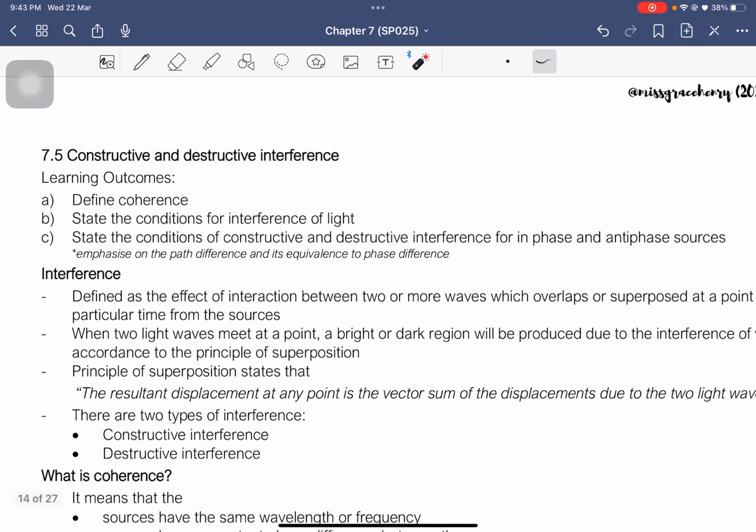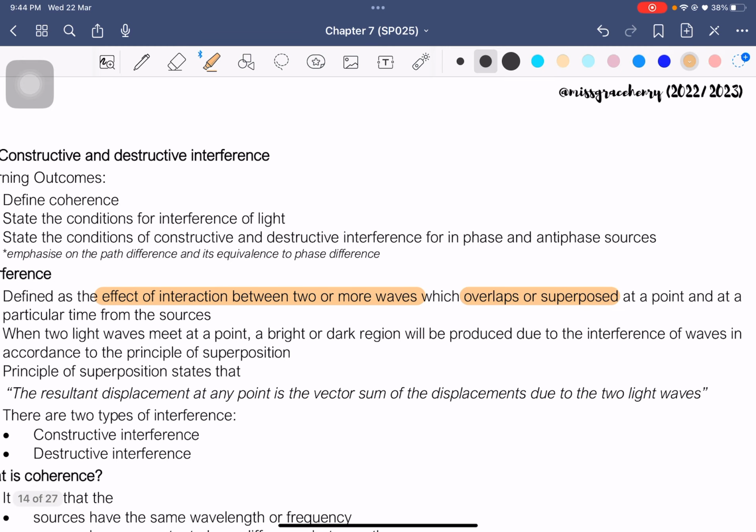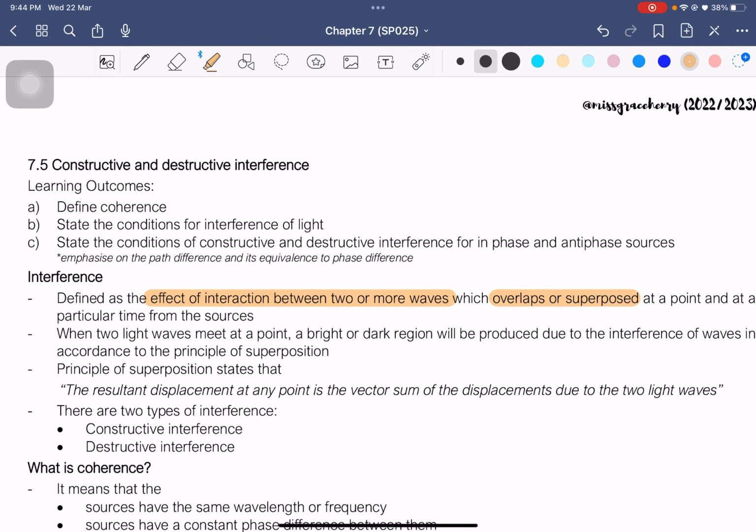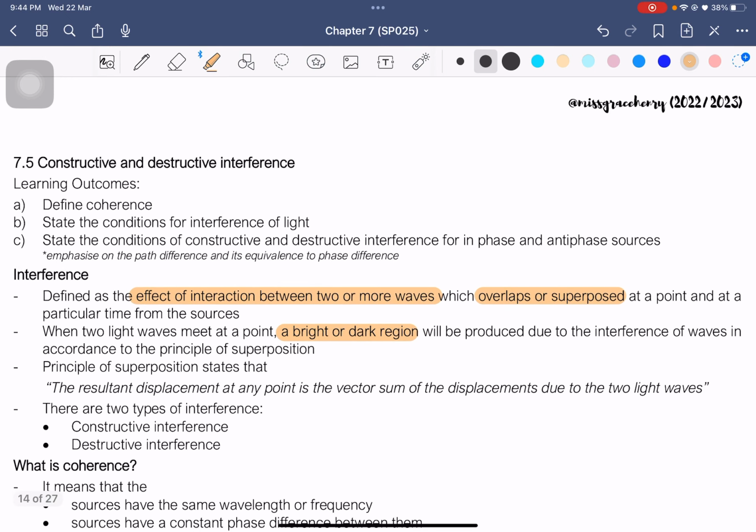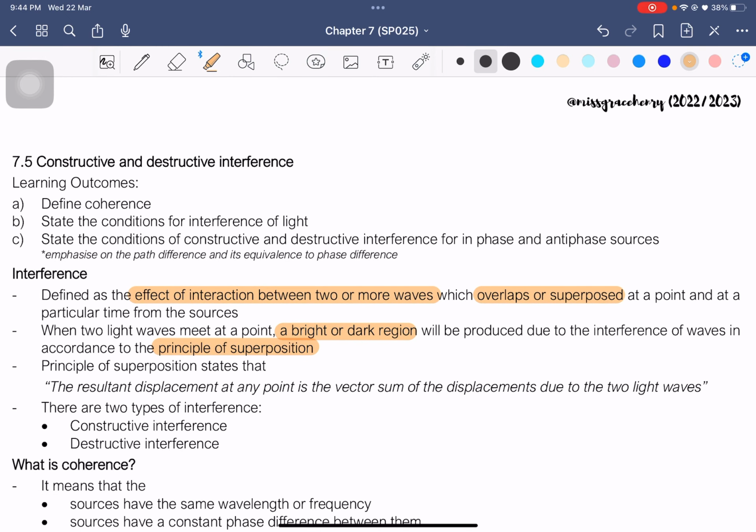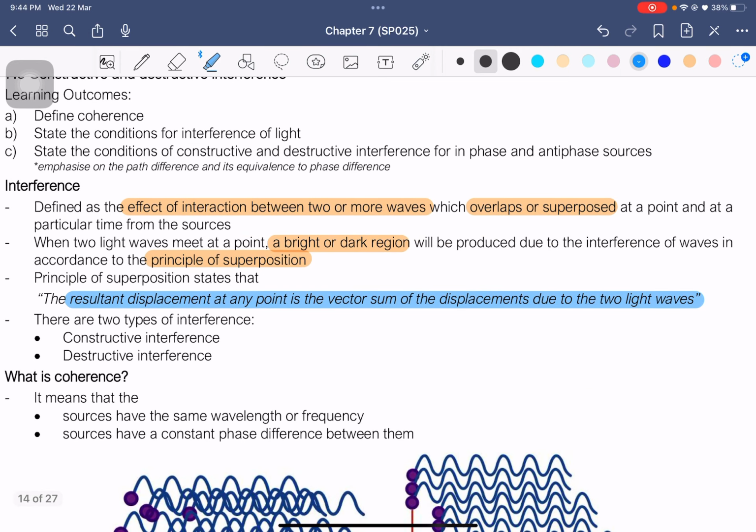Okay, so interference is defined as the effect of interaction between two or more waves which overlap or superpose at a point and at a particular time from the sources. When two light waves meet at a point, a bright or dark region will be produced due to the interference of waves in accordance to the principle of superposition. So what is the principle of superposition? The principle of superposition states that the resultant displacement at any point will be the vector sum of the displacements due to the two light waves. There are two types of interference, constructive and destructive.